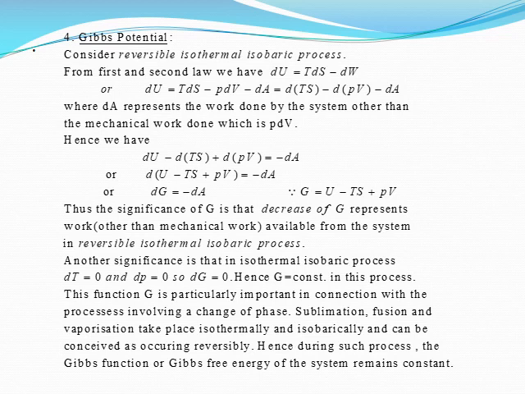Another significance is that in an isothermal isobaric process, dT is 0, dP is 0, so dG becomes 0. Hence G is constant in this process. This function G is particularly important in connection with processes involving a change of phase. Sublimation, fusion and vaporization take place isothermally and isobarically and can be conceived as occurring reversibly. Hence, during such processes, the Gibbs function or Gibbs free energy of the system remains constant.